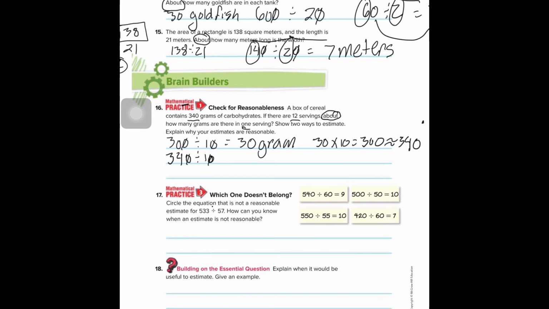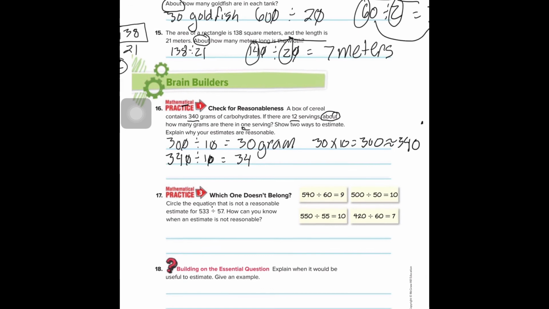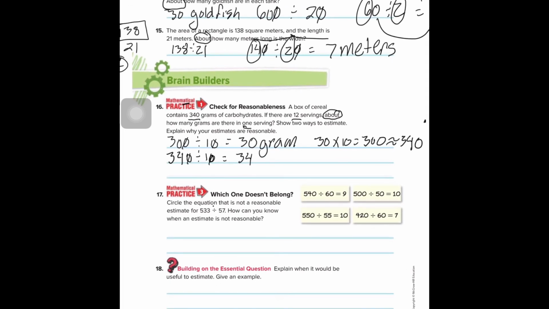I can cross off each of these zeros again, and 34 divided by 1 is going to equal 34. And that would be a little more precise, and I know that, write the word gram. There we go. Then what you do is you just take that 34 and show that you can multiply it by the 10, and that equals 340, and that is equal to the 340 that's in the original problem.